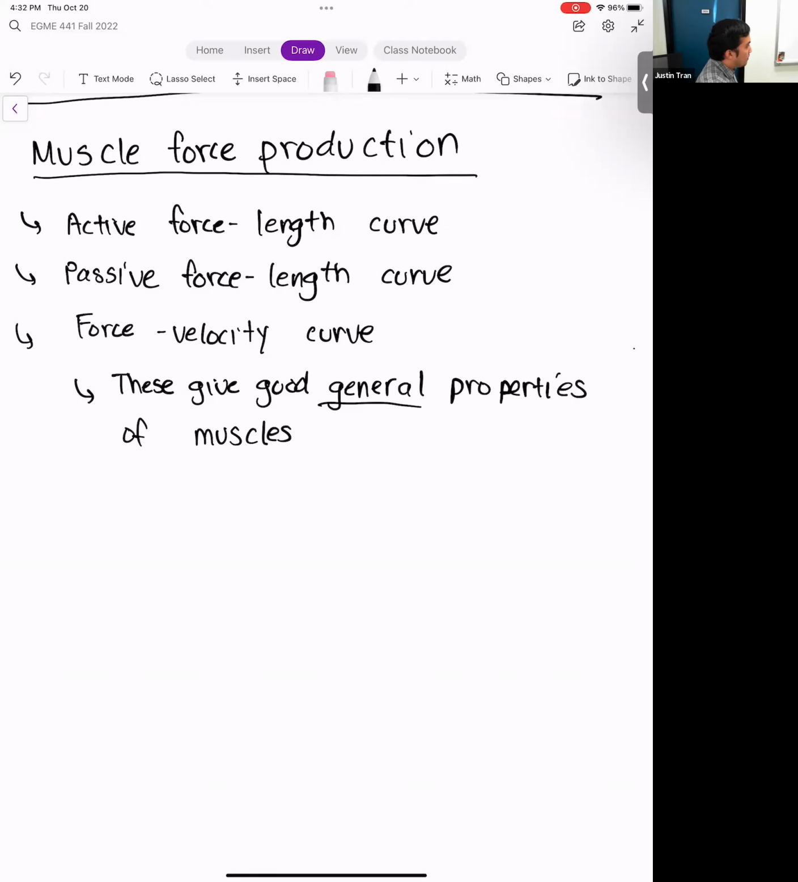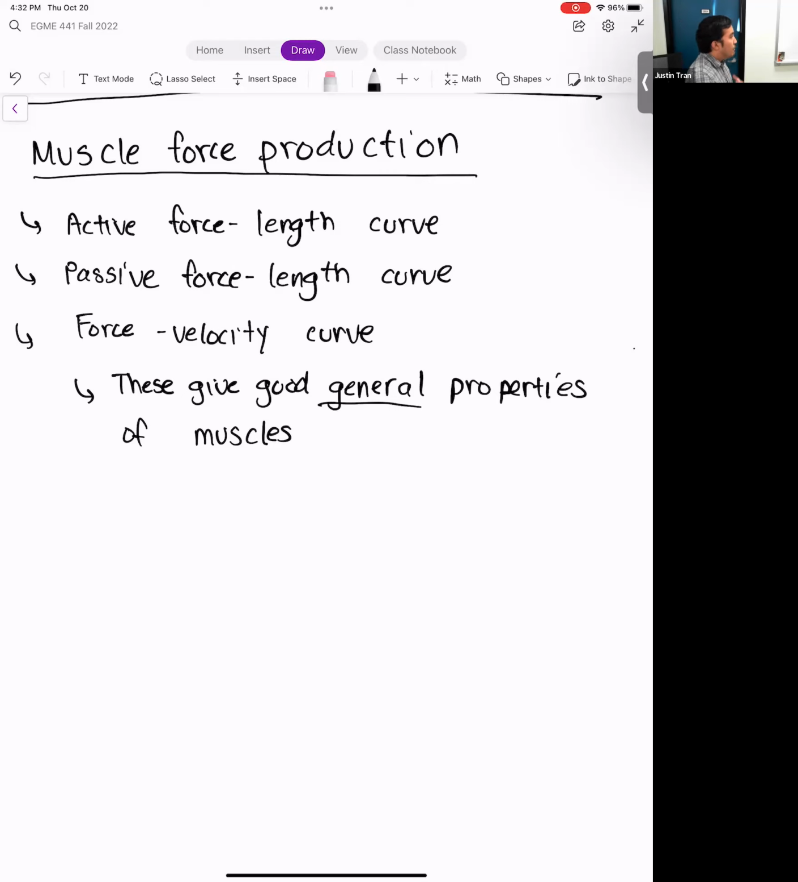And so all muscles follow these three curves. From these curves, we know that there's an optimal length at which a muscle will operate in terms of how much force it can output. We know that a muscle's force output is maximized when it's an isometric contraction. And so generally we know how a muscle behaves from these curves.